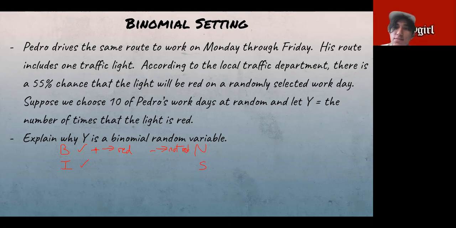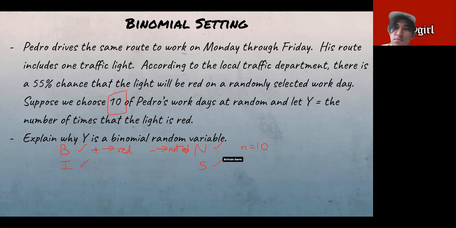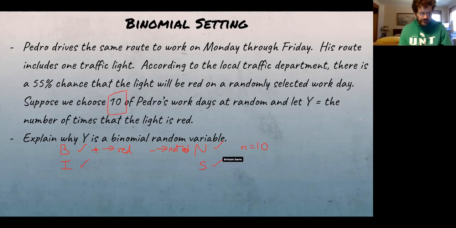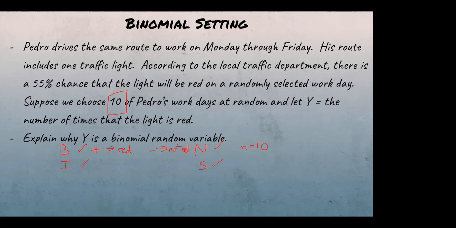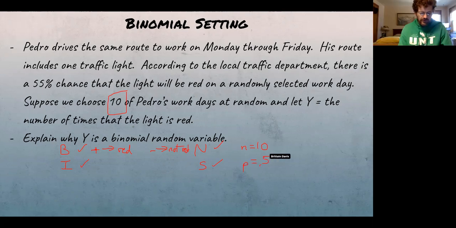All right, in here is 10 days. And finally, same probability each day. Yes. So in our probability, here's 0.55. Going back to independent, what I should have said is whether you get red or green or yellow one day doesn't affect whether you're going to get red or green the next day. So it is independent. And now we can do this.